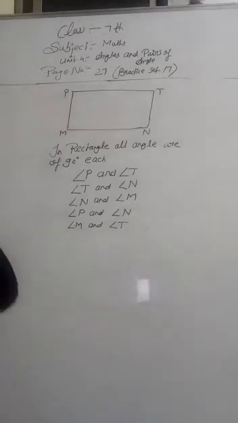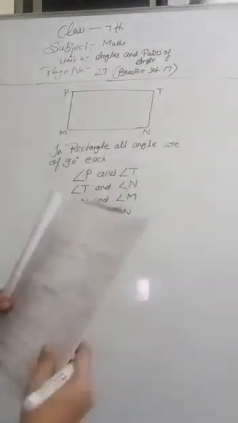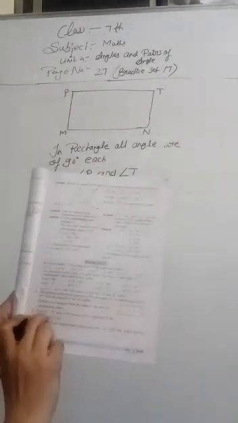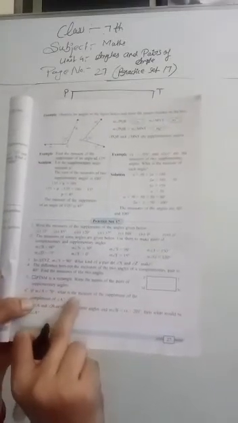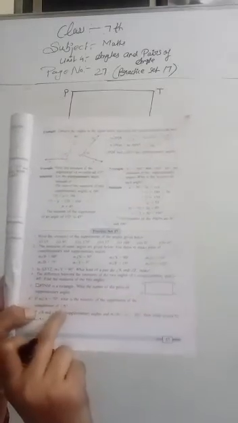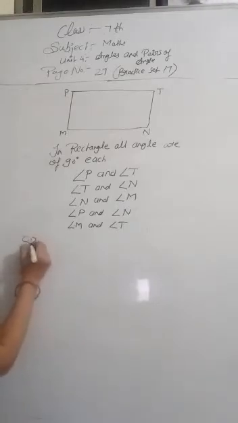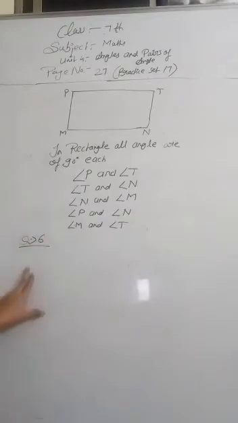So now we are going to learn question number 6. Question number 6 is: if measure of angle A equals 70 degrees, what is the measure of the supplement of the complement of angle A?